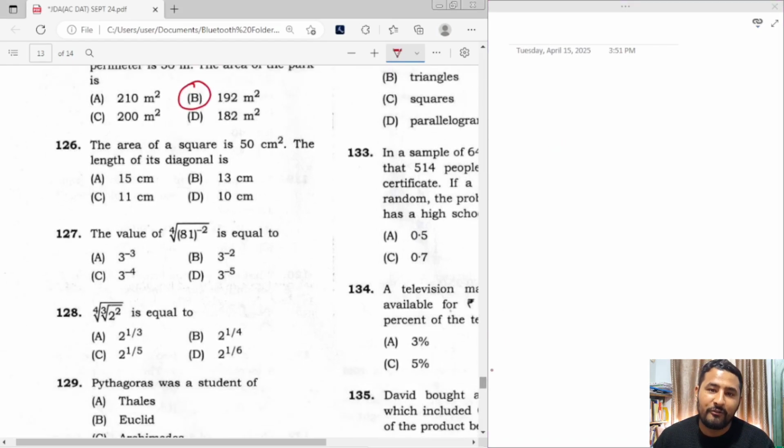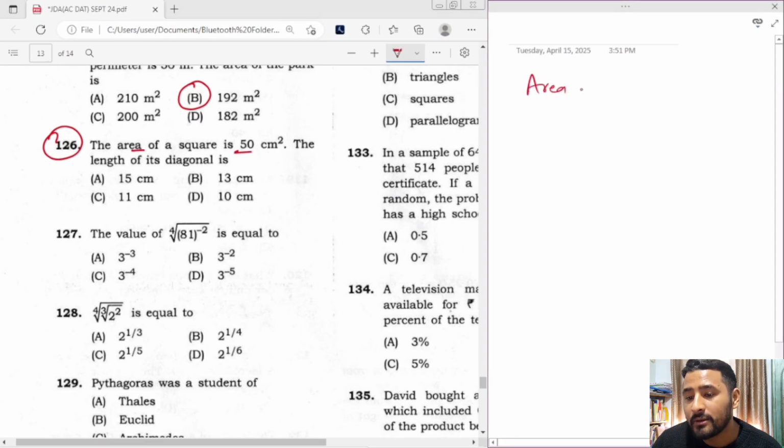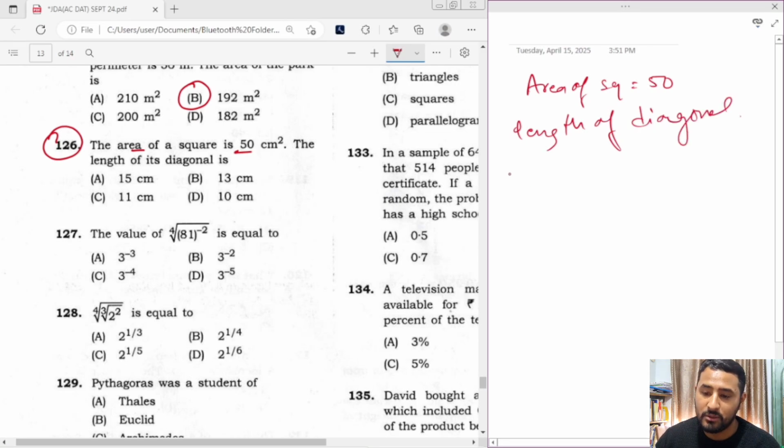126. We are halfway done in 1 hour, okay? So let's see. The area of a square is 50 centimeter square. And we need to find the length of the diagonal. So you should remember one formula. Diagonal of a square is side root 2, okay? Side into root 2. Clear?